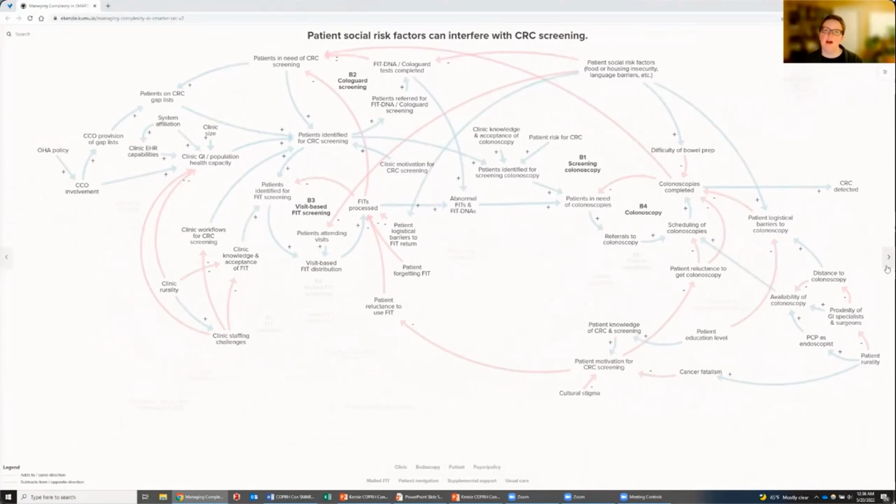And then finally, we have patient social risk factors that impact all levels of this situation. And this is, as it is in the diagram now, kind of a placeholder. We intend to unpack this and get more precise on exactly how these different risk factors come into play.